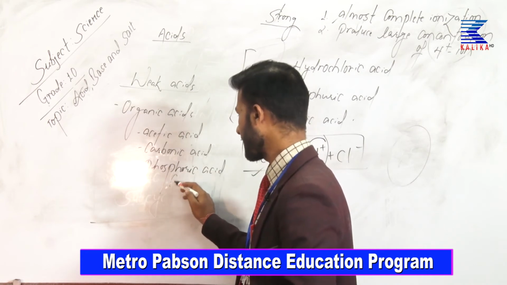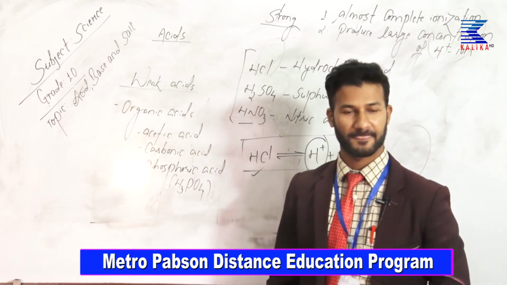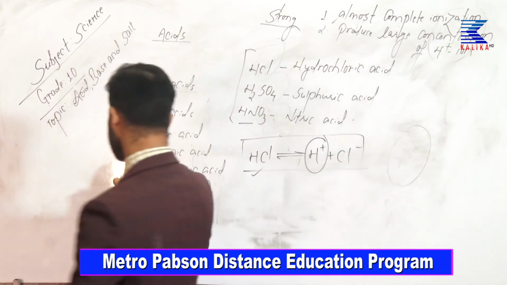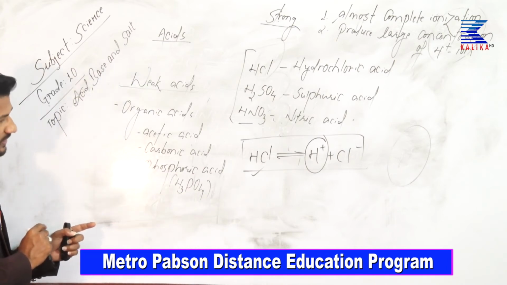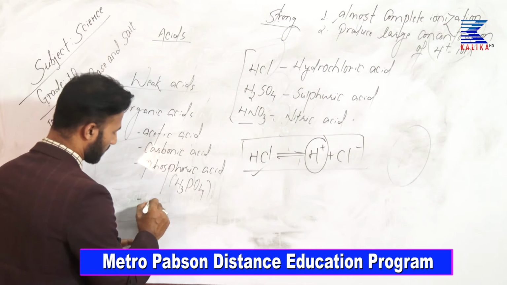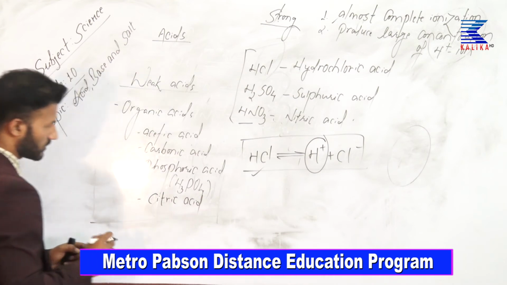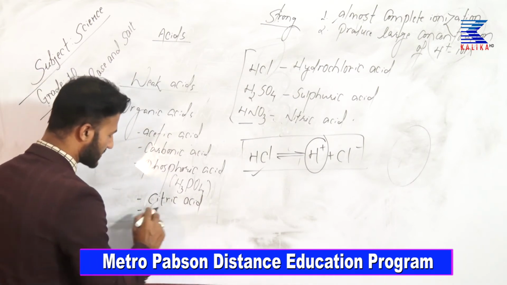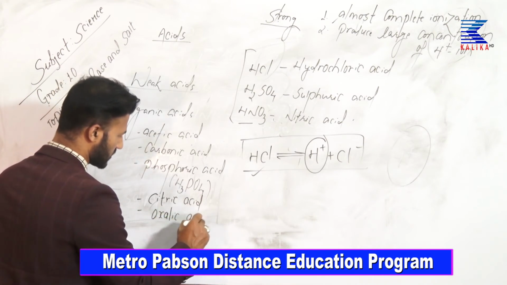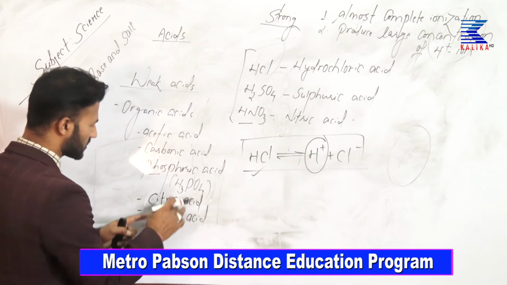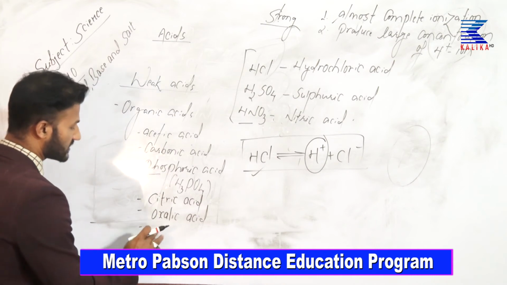It is not organic, but it is a weak acid, phosphoric acid. You can write some other examples as well, like citric acid, and oxalic acid. There are so many different types of acids found in nature. These are all, except this one, naturally occurring acids, so we say organic acids. You can write tartaric acid.